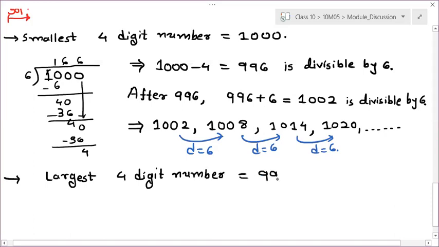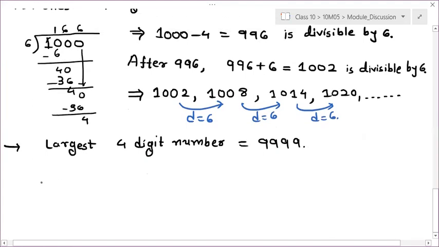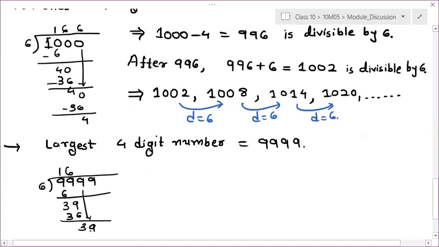It is 4 times 9 or not? Right. Now let us check whether it is divisible by 6 or not. 6 ones are 6, 39. 6 6s are 36, again 39.